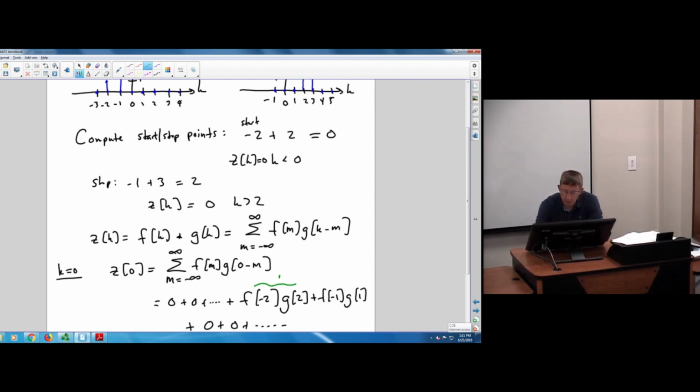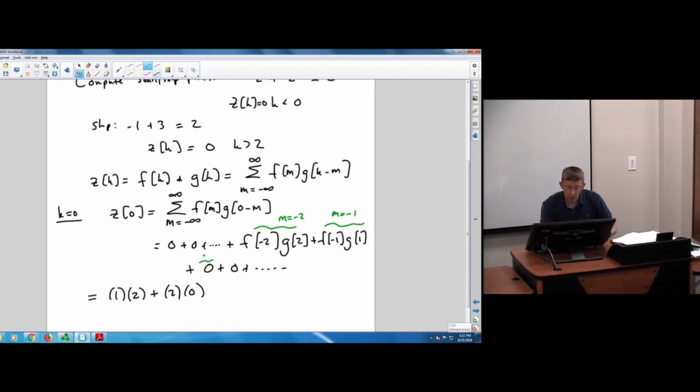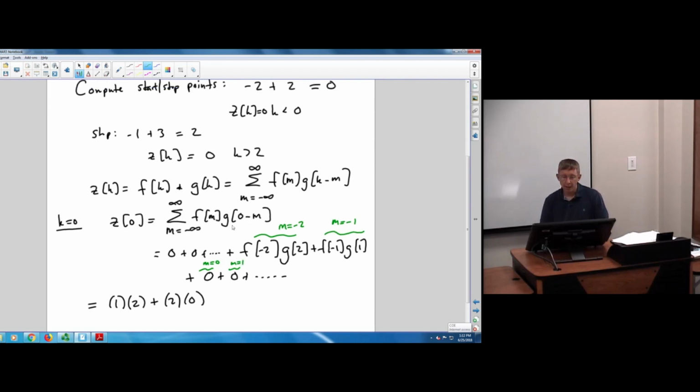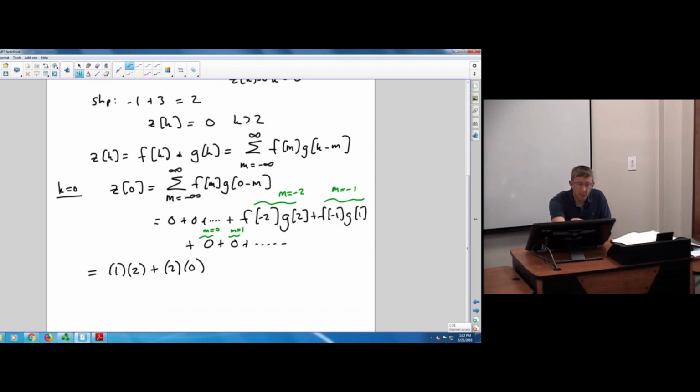So this is m equals minus 2. This term is m equals minus 1. I'm just counting up, minus 3, minus 2, minus 1. This term right here is m equals 0. This is m equals 1. I'm just writing down each product of this sum. And m is how we're counting up. All right, so after we multiply that, 1 times 2 is 2 plus 0 equals 2.